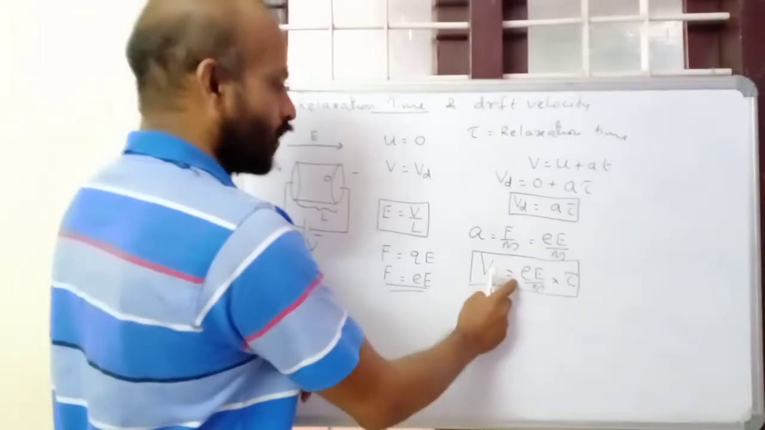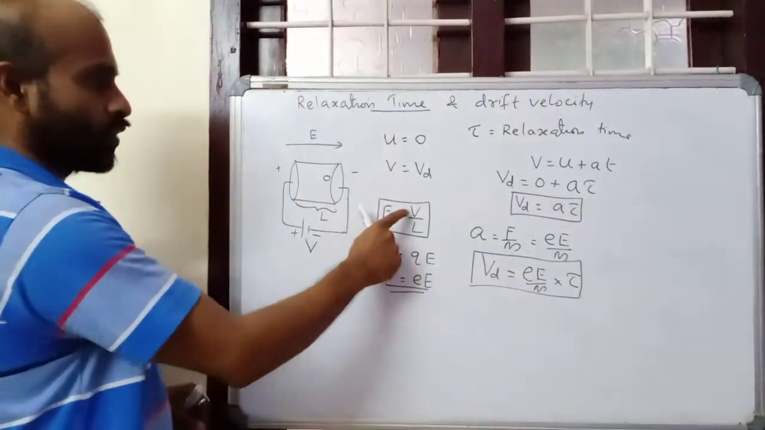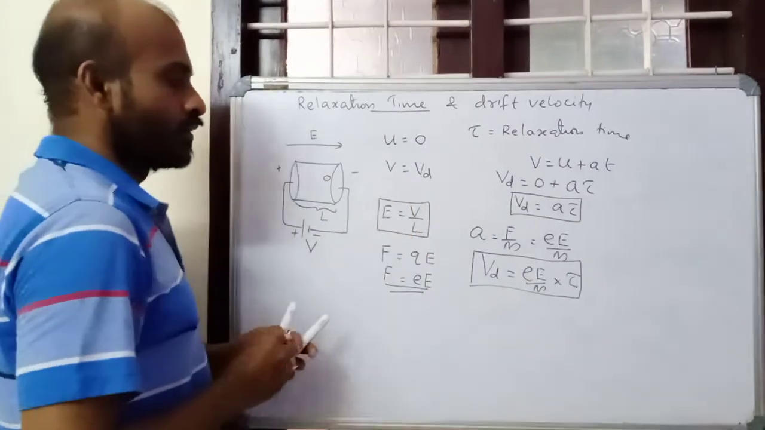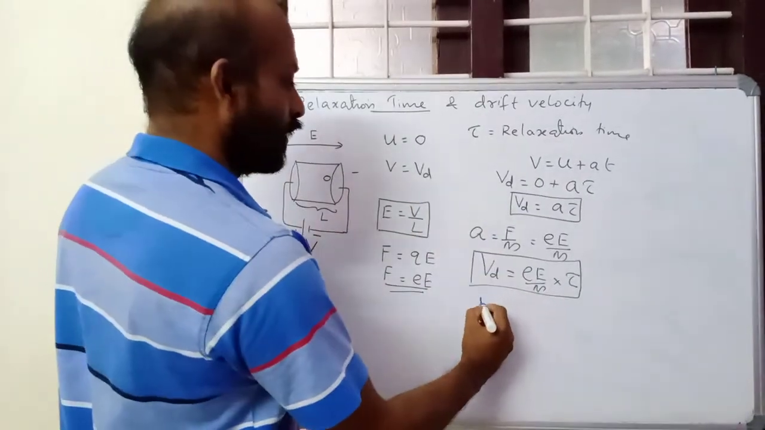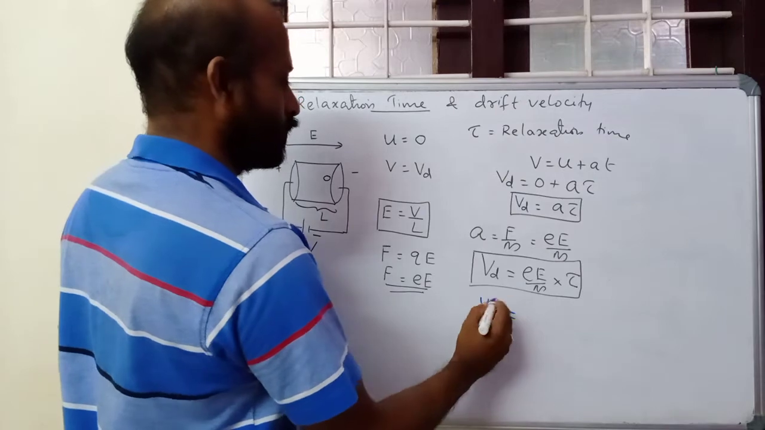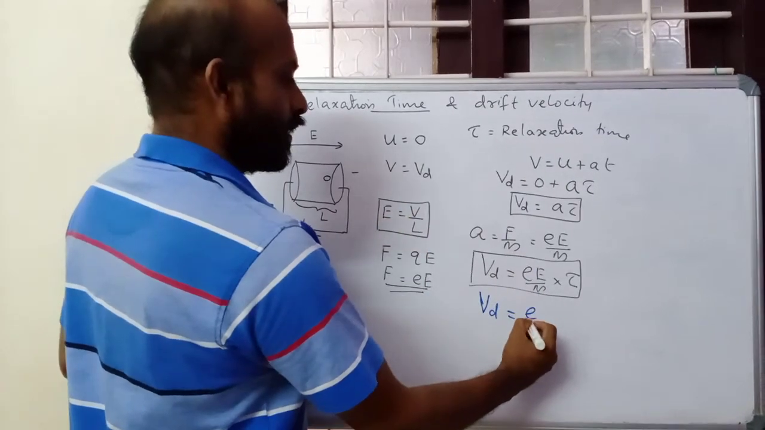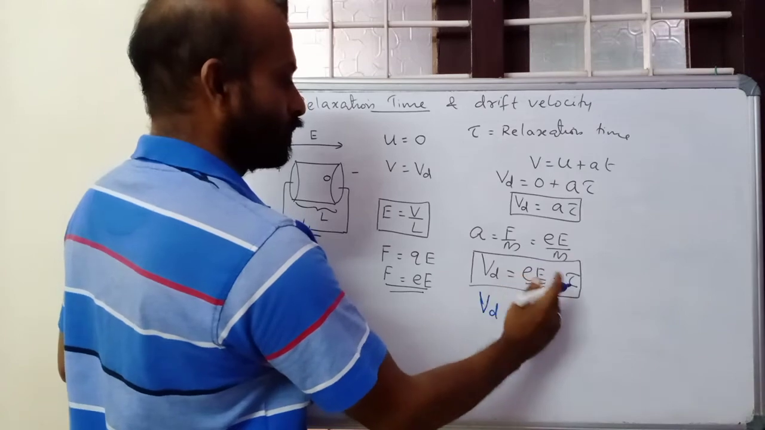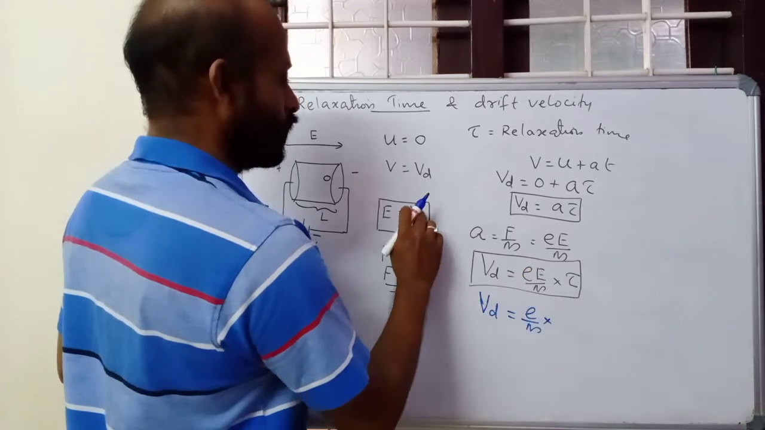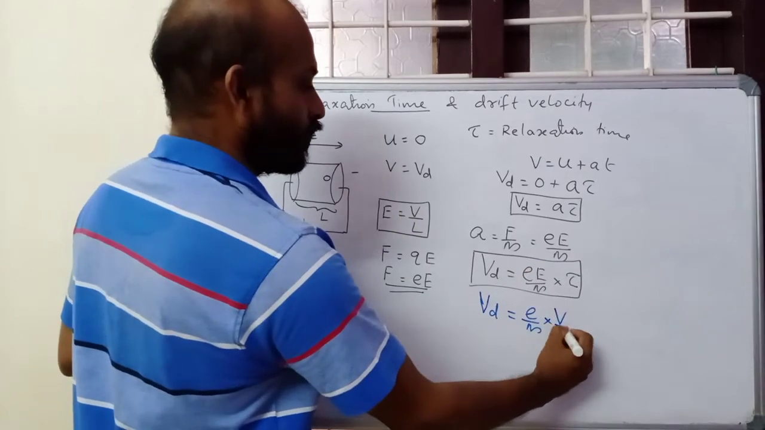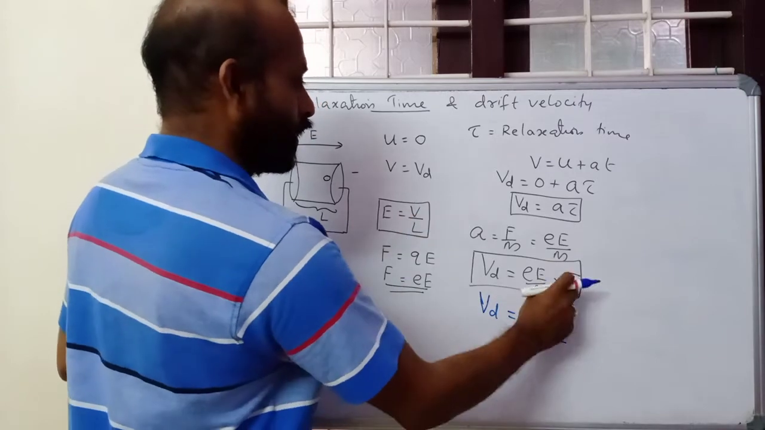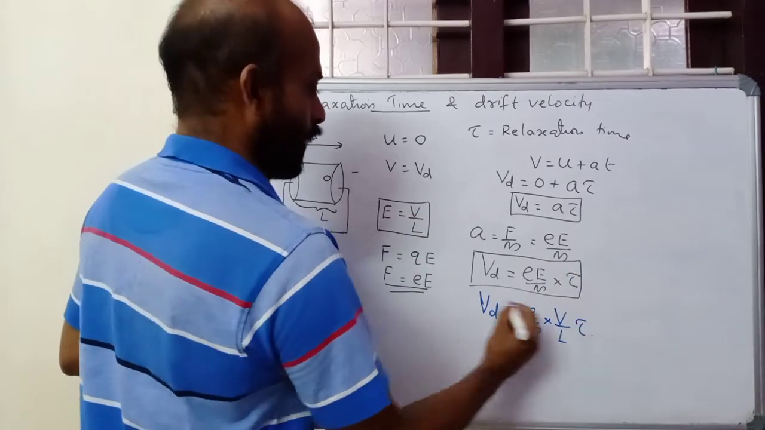Now we can modify the equation in terms of potential difference also. E is equal to V by L. So when we modify, we will get drift velocity Vd is equal to E by m into tau. Then instead of E we can use V by L, where V means potential difference, L is the length of the conductor and tau is the relaxation time.